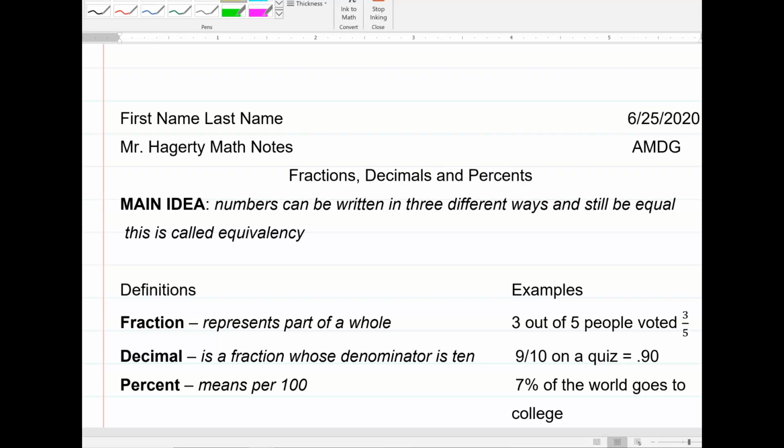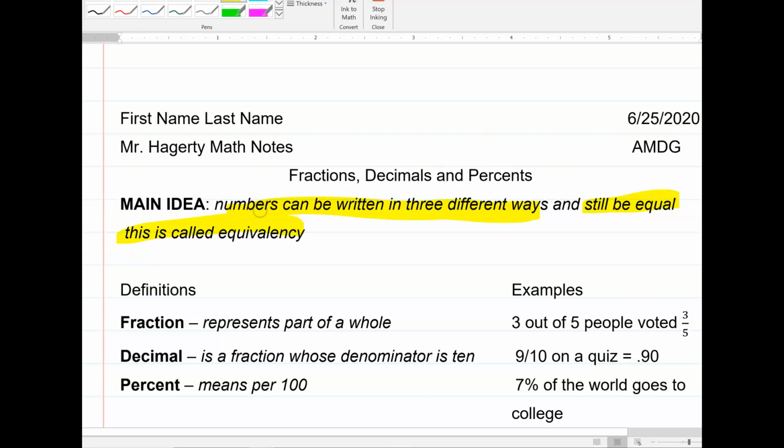So today, right in the middle, you are going to write out fractions, decimals, and percents. So the top two lines were filled up with that. The next line, fractions, decimals, and percents. Whatever is on my paper is on your paper. Our main idea, go ahead and write main idea. You can pause the video if you need to. And write out for today, numbers can be written in 3 different ways and still be equal.